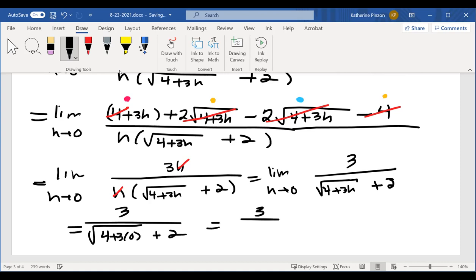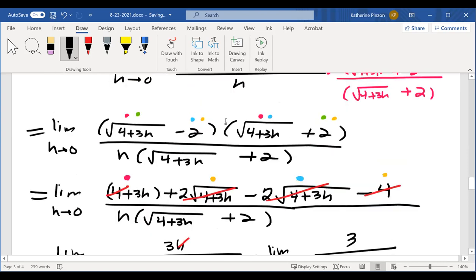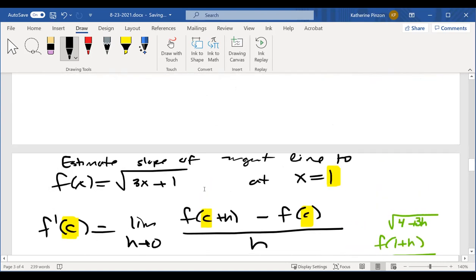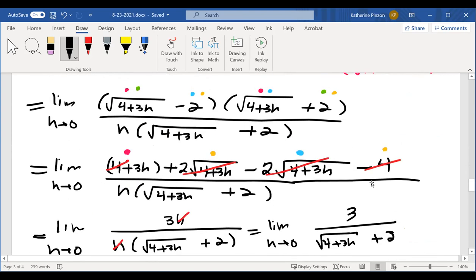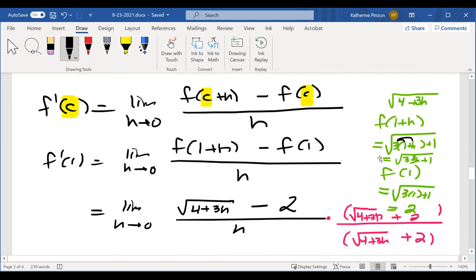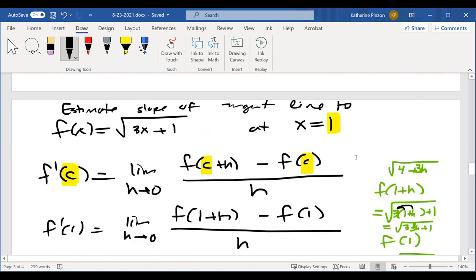I get 3 over 2 plus 2, 3/4. Pretty close to what we estimated, right? What did I estimate, like 4/5? 3/4 is pretty close. All of that to tell me that the slope of the tangent line to the function square root of 3x plus 1 at x equals 1 is approximately 3/4. Okay. That's a lot of work, right? Luckily, eventually we won't have to do all that work.